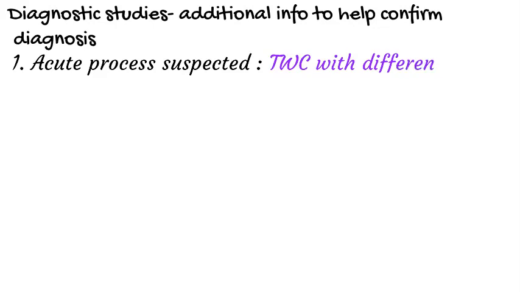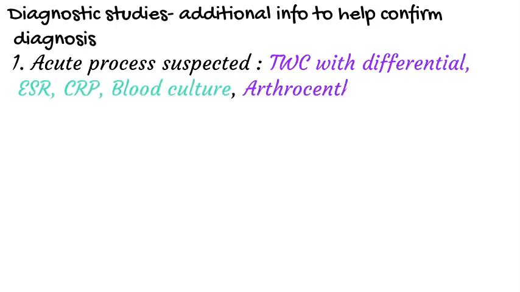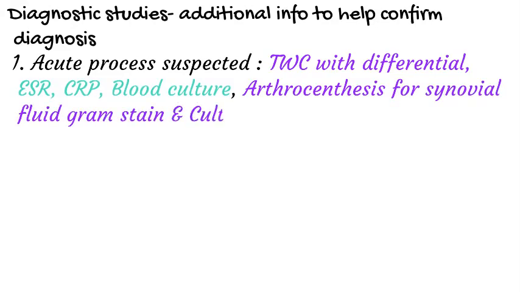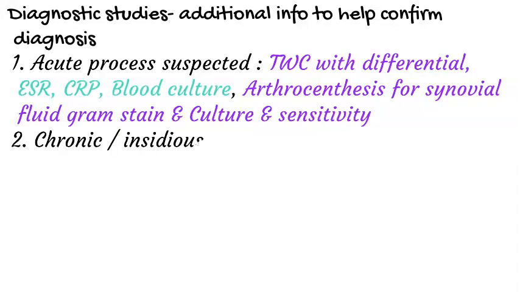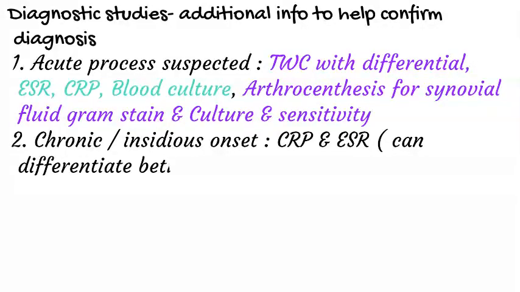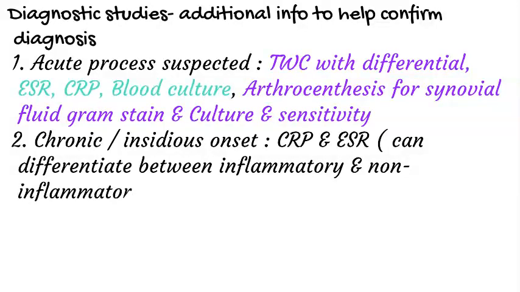For diagnostic studies, additional information to help confirm the diagnosis. Number 1. If an acute process is suspected: total white cell count with differential, ESR (erythrocyte sedimentation rate), CRP (C-reactive protein), blood culture, arthrocentesis for synovial fluid Gram stain, and culture and sensitivity.